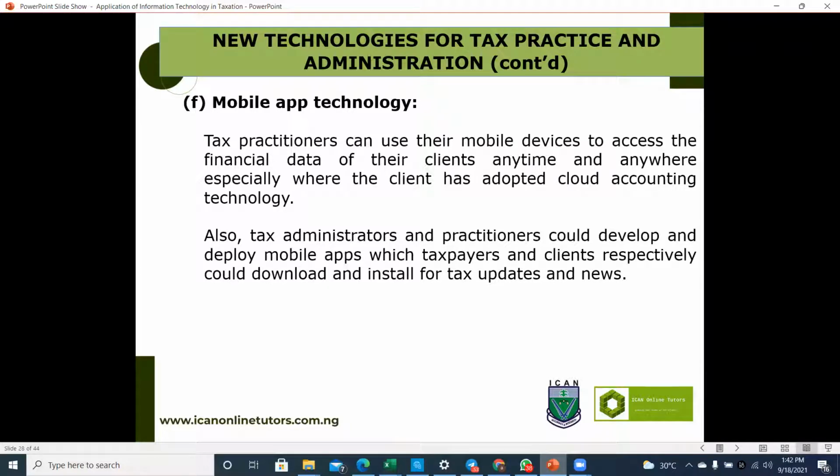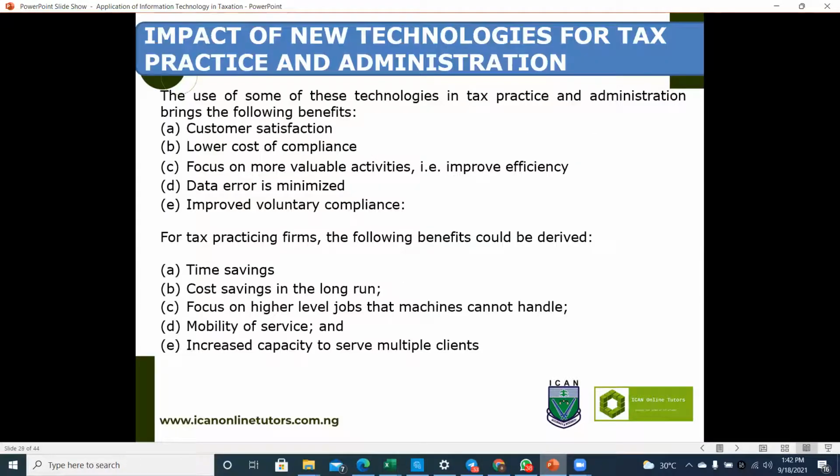You can download the Tax Promax app on your phone or your laptop. You can bookmark it. The electronic tax clearance certificate application app, you can download that. Tax practitioners can use their mobile devices to access the financial data of their clients anytime and anywhere, especially where the client has adopted cloud accounting technology. Also, tax administrators and practitioners could develop and deploy mobile apps which taxpayers and clients respectively could download and install for tax updates and news.